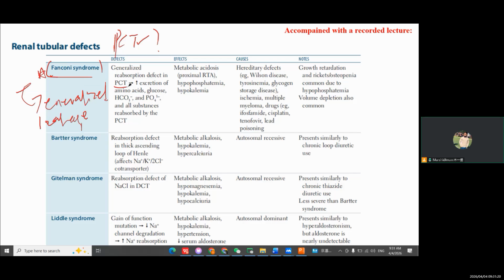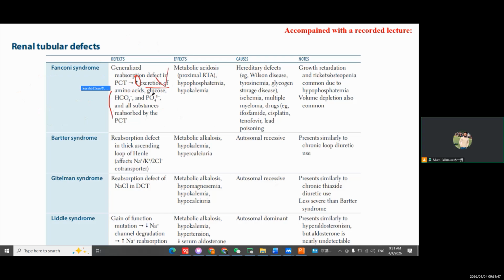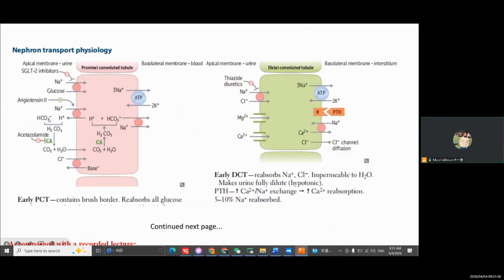And what is going to be the result after all that? All of that filtrate is flowing through the PCT, but the PCT fails to do its job. So all of those precious substances, including the glucose, the amino acids, the bicarbonate, and the phosphate, cannot be reabsorbed and are finally excreted. The excretion of all these substances increases because of the defect of the reabsorption transporter in the PCT.